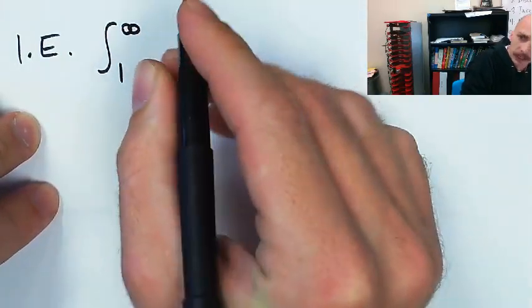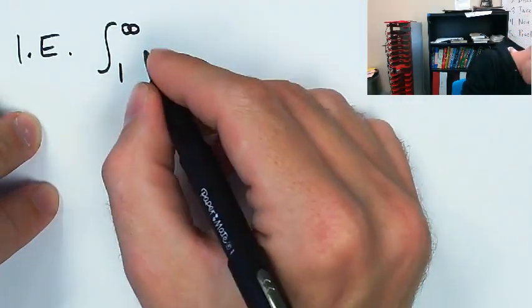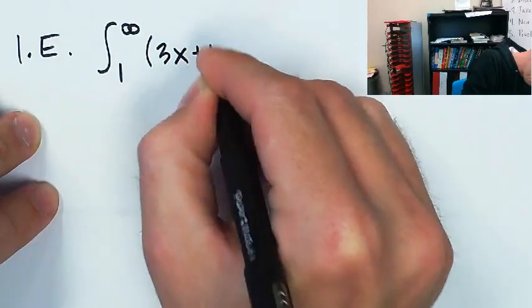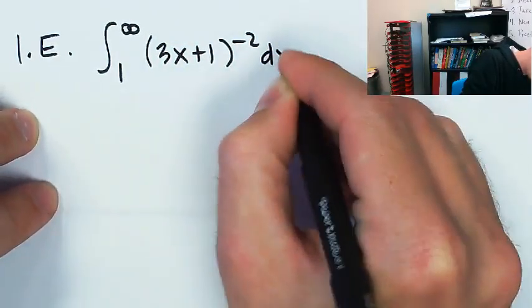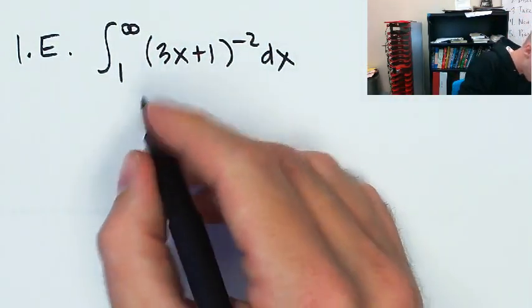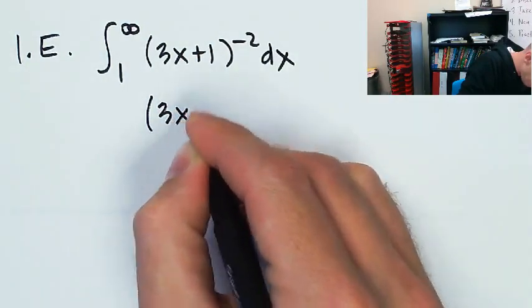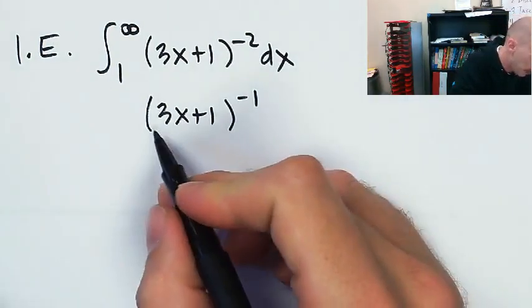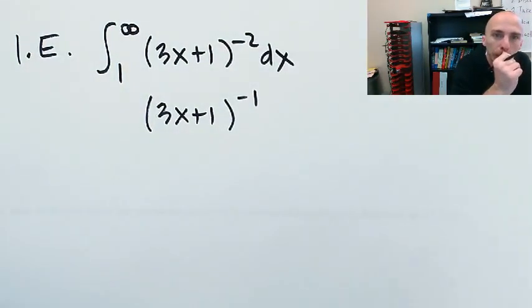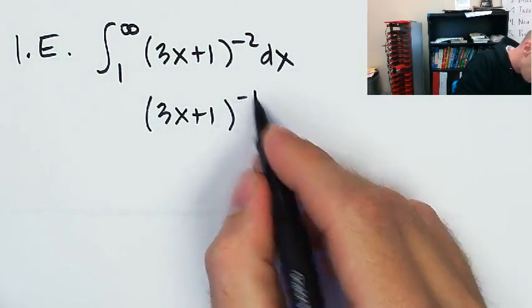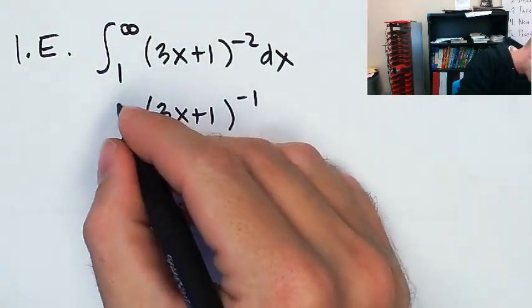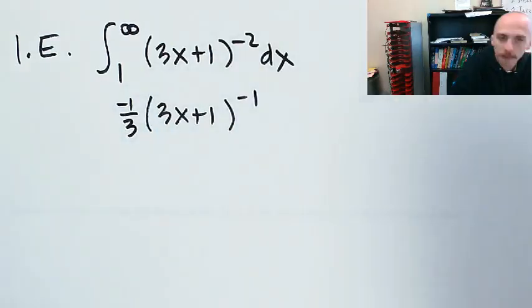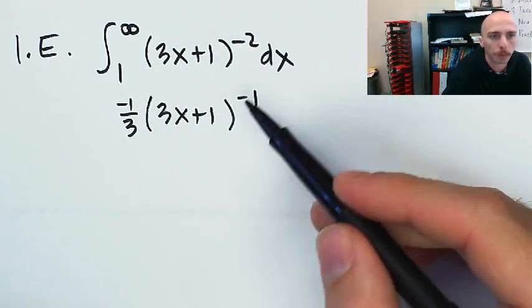Integral from 1 to infinity of 3x plus 1 squared in the denominator. I might write that as the negative 2 power. I'm going to find an antiderivative. But then I also need to divide by the slope of the inside, right? Because that 3 is going to have some chain rule consequences there. So I think I'm going to divide by the new power and divide by that 3, so it would be negative 1/3. And this is one that you definitely want to check by taking the derivative.